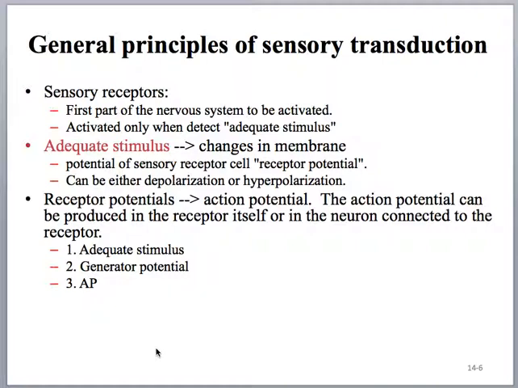Receptor potentials are just these graded potentials that can either spatially or temporally summate on each other until they reach threshold, then elicit an action potential. The action potential is then propagated either in the receptor itself, the mechanoreceptor, or in the neuron, that is, the neuron contained within the dorsal root ganglia that's connected to that receptor.